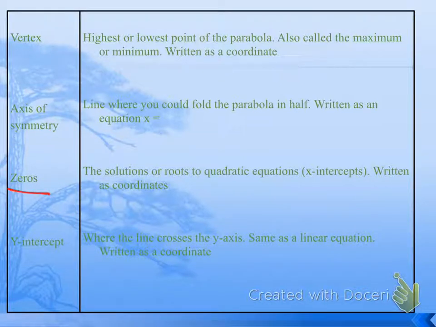Zeros, we're going to talk about those more. Their solutions are roots. They're also x-intercepts, but you write them as coordinates. The y-intercept, we've talked about that a bunch. If you need help with that, well, help you please.